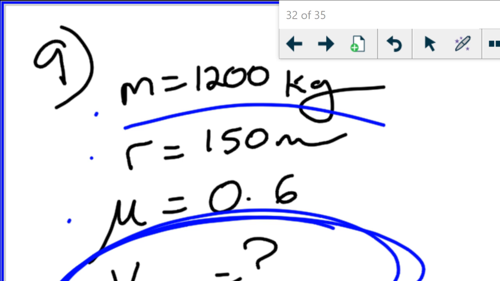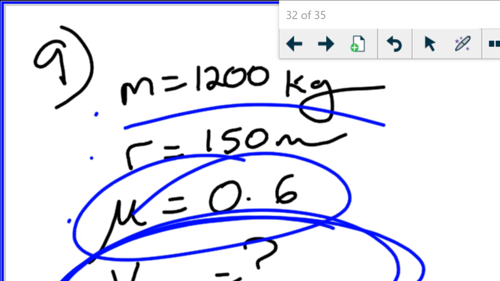Static friction times normal force, right? So our coefficient of static friction is 0.6, times the normal force. And that gives you, I think, 7,056. Oh, cool. So that's what goes over here.